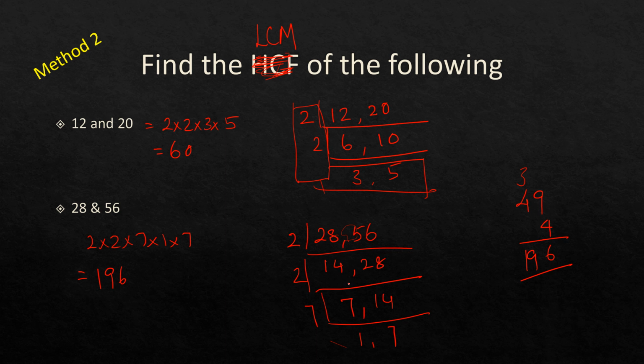Oh, I made a mistake. Something is so amiss here. 7 times 2 is 14 here, it's not 7 times 7. So this should also be 2. So 2 times 2 is 4, 4 times 2 is 8, 8 times 7 is 56. So this is the lowest common multiple.